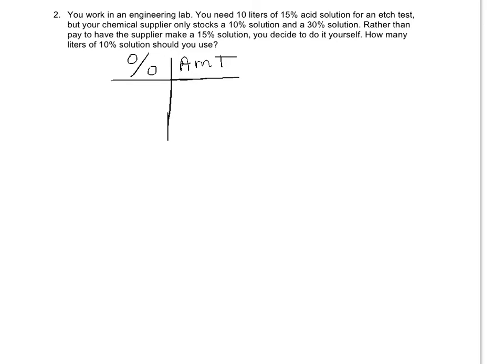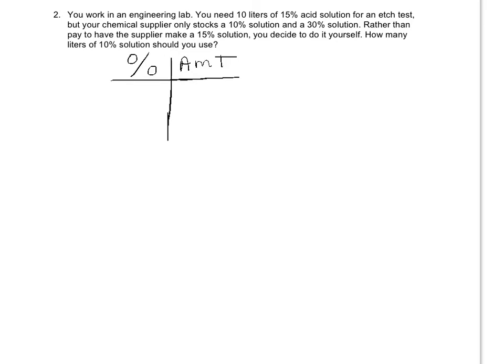Now, because 15 is between 10 and 30, we can mix them and get this. Now, if they only carried 10% solution and something else, you wouldn't be able to do this quite so easily. But because 15 is between 10 and 30, we can do a mixture. So rather than pay the supplier, we're going to mix our own, because the supplier could make it for a special order, it appears to be. So we're going to make a little chart to keep track of our information.